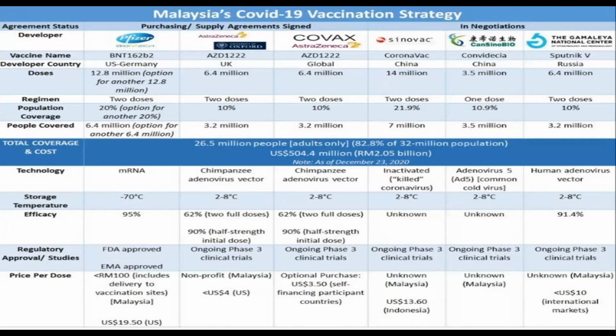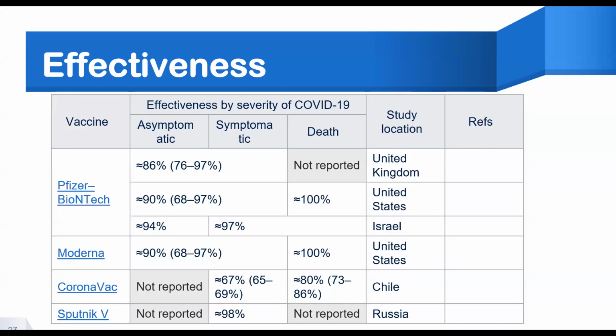So next, the effectiveness. The effectiveness of this Pfizer-BioNTech from United Kingdom, meron na silang 86%, 90%, and then in Israel, 94%. Ito yung ginamit ng Israel eh. Ito yung Pfizer-BioNTech. Next, yung United States, maker of Moderna, reported 100% death na rin sila. Yung efficacy ng Moderna sa mga asymptomatic and symptomatic is 68 to 97%.